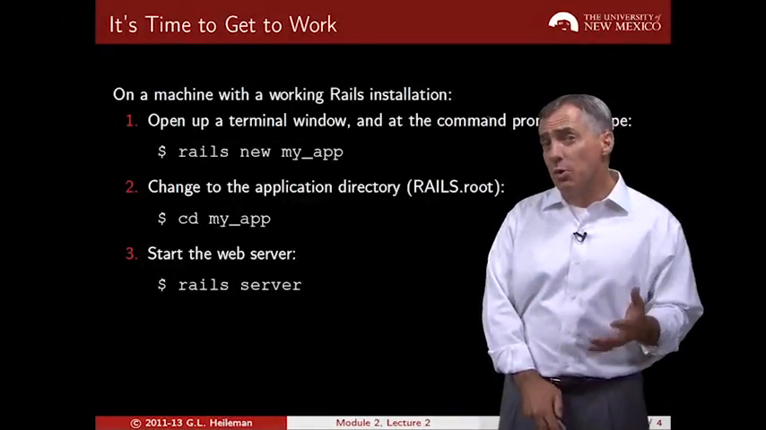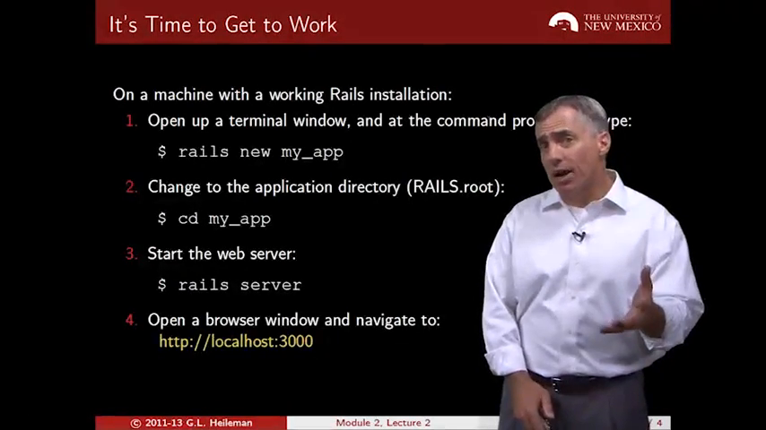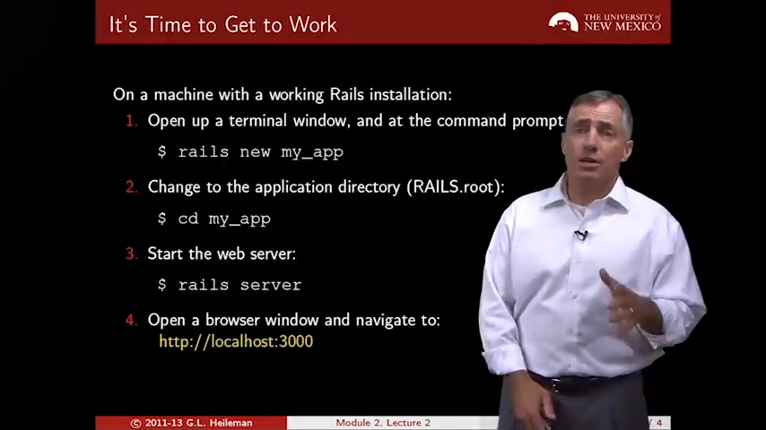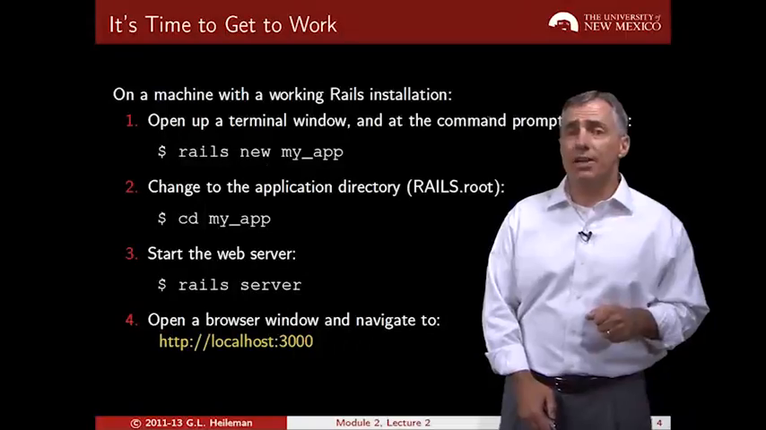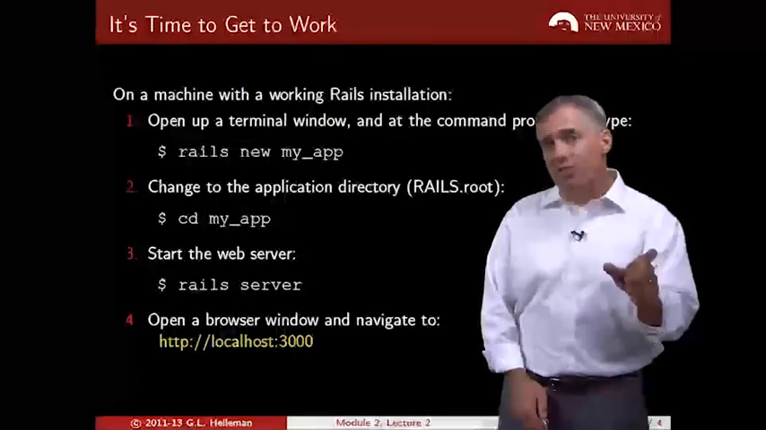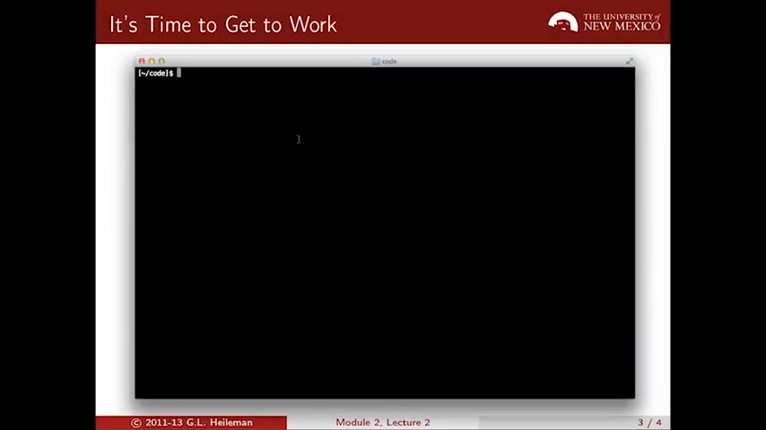You need to start the web server, and this is done using rails server. And finally, you need to point a browser to http://localhost:3000. And that will attach to this web server and deliver up a web page. Let's see. So here I've opened a terminal window, and I'm going to enter the commands that I just showed you, starting with rails new my_app.